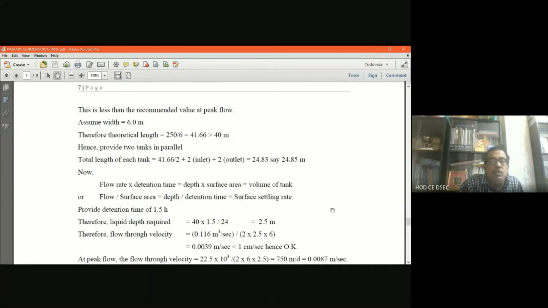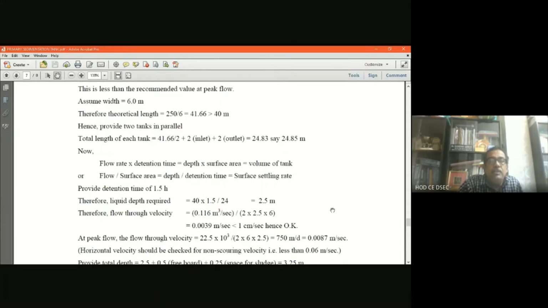Now a very good concept I am going to tell you: flow rate into detention time is the volume, because flow rate is meter cube per time, and into time gives you meter cube in volume. Detention time is the time required to fill the tank, so it gives the total volume of the tank. Again, depth into surface area is also the volume, because the geometrical shape is surface area into depth, three sides multiplied give you the volume. So flow rate into detention time is nothing but depth into surface area, because these all equate to the volume of the tank.